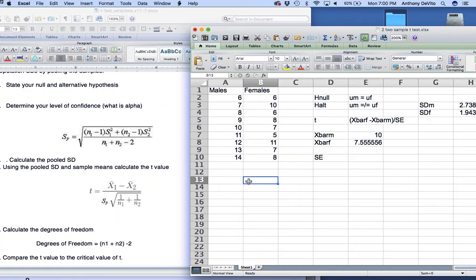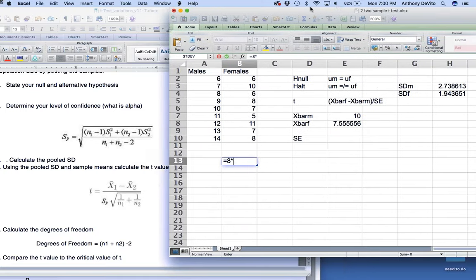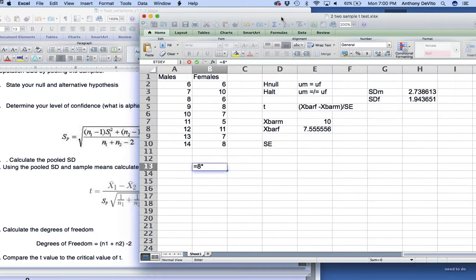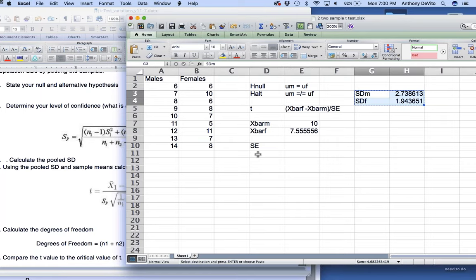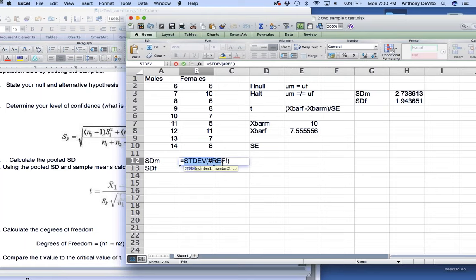The pooled standard deviation is going to be equal to the square root of, and I'm going to do this in a couple of steps just to make it easier, the sample size of group 1 minus 1, so that's going to be 8. It's going to be 8 times the standard deviation of group 1 squared. Let me move this out of my way. And where's the standard deviation of group 1? It's all the way over there. I wish I had put it over here. Hang on a second. Let me copy this over here so it's a little easier for me. Okay, males.